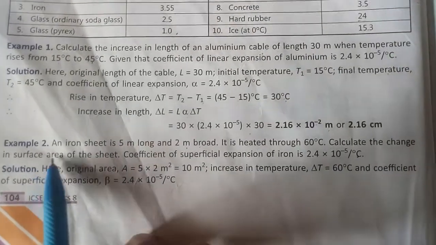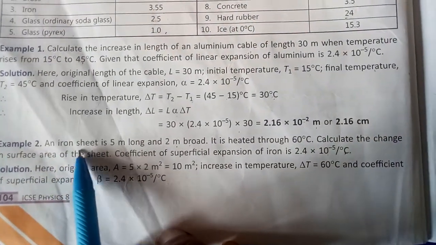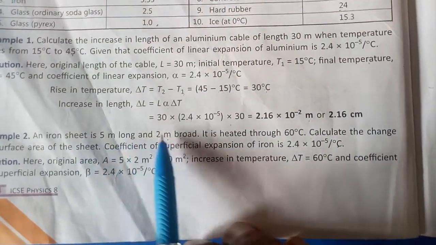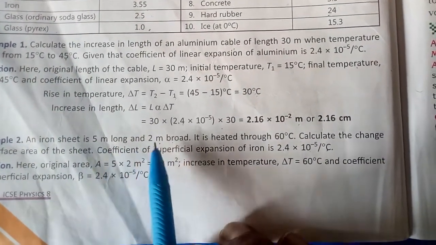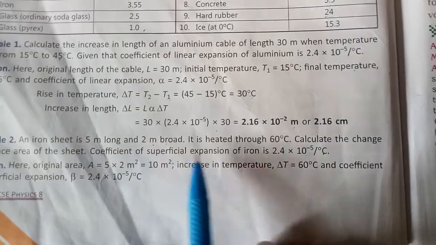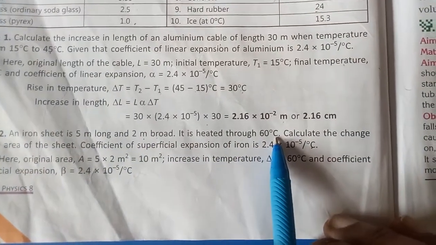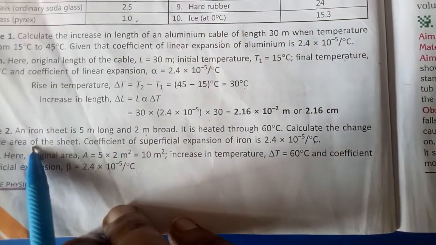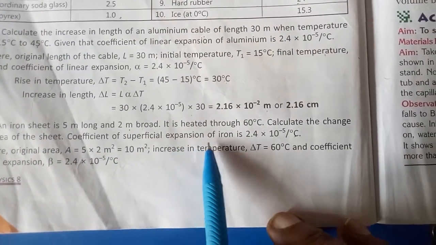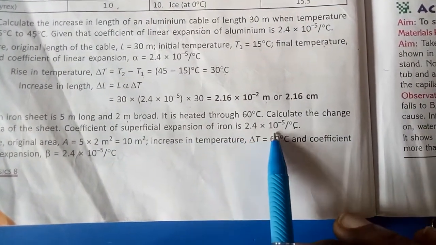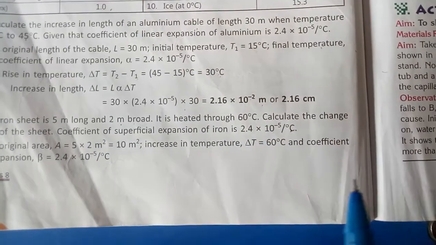Look at second example. An iron sheet is 5 meter long and 2 meter broad. So here 5 meter is the length of the sheet and 2 meter is the breadth. It is heated through 60 degrees Celsius. Calculate the change in surface area of the sheet, and coefficient of superficial expansion of iron is 2.4 into 10 minus 5 per degree Celsius. So all the values are given.